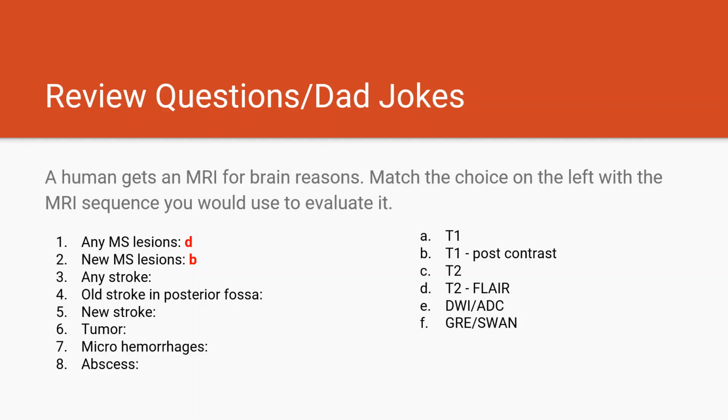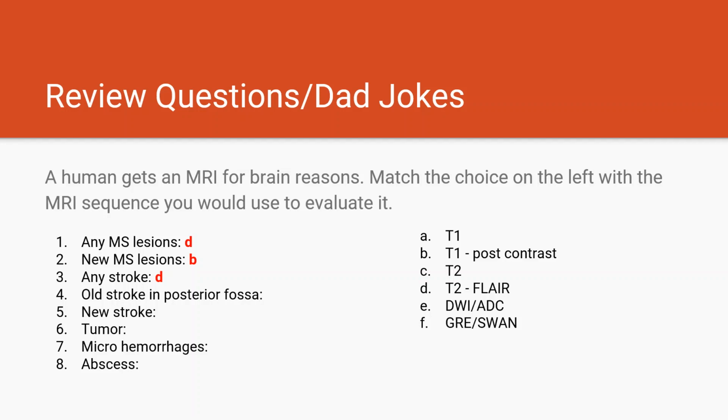Okay, what about any stroke? Again, this is going to be D, T2 FLAIR. If we're really looking for just stroke in general, chronic, subacute, fairly acute, T2 FLAIR is great to pick it up. It doesn't capture hyperacute though, which we'll talk about in a second.